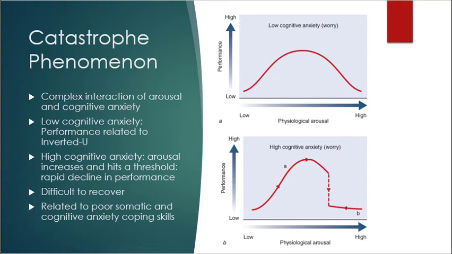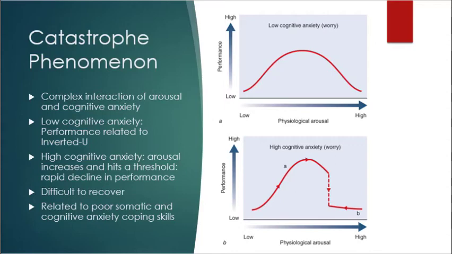And it's at that threshold that there is a rapid decline in performance. And once you hit that point, it is nearly impossible to recover from. We see this in all levels of athletics, from youth athletics all the way up to the professional levels. When you see behaviors of a competitor start to change, the body language, their self-talk, their reaction to adversity, you can oftentimes tell and predict they are entering that catastrophe phenomenon.